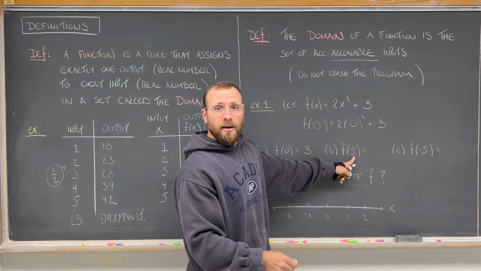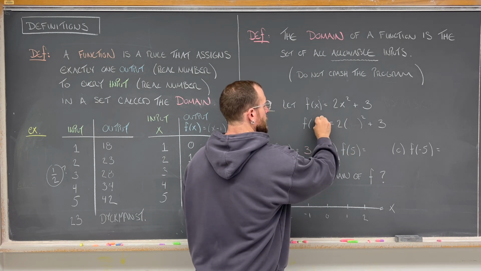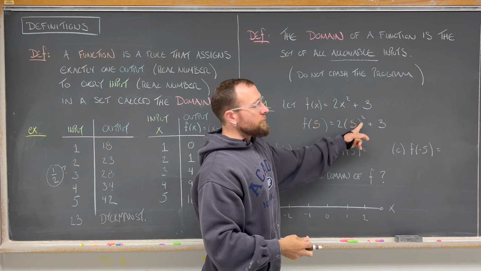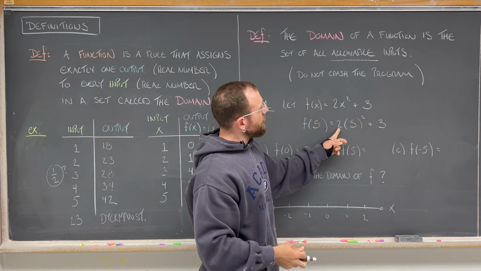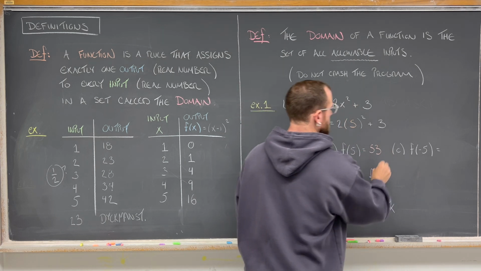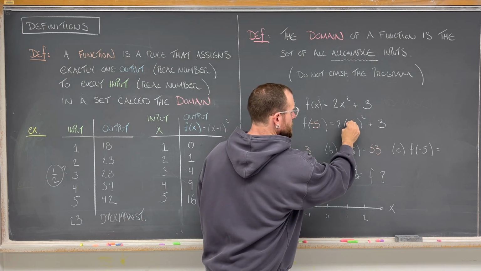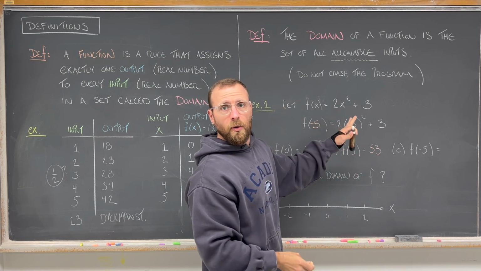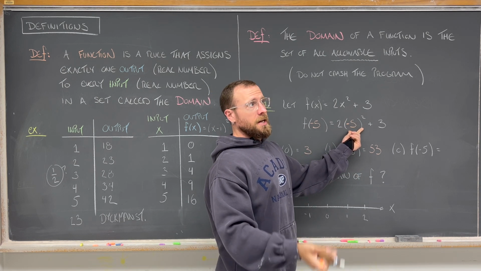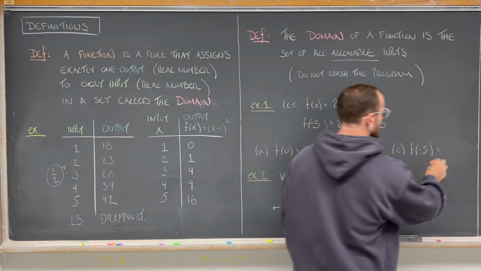When the input is 5, what is the output? What is f of 5? Well, I'm just going to do the same sort of thing. If 5 goes in, this is what comes out. That's 5 squared, 25, times 2, 50, plus 3, 53. 53 comes out. And if negative 5 goes in, well, this is an example of why those parentheses are important. Negative 5, the number gets squared, and negative 5 times negative 5 is 25. Times 2 plus 3 is 53 once more.